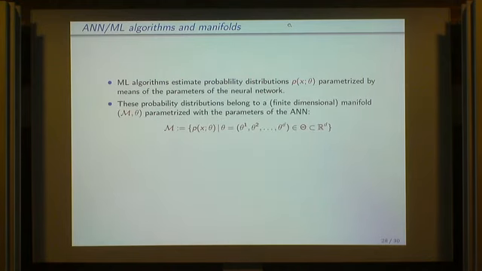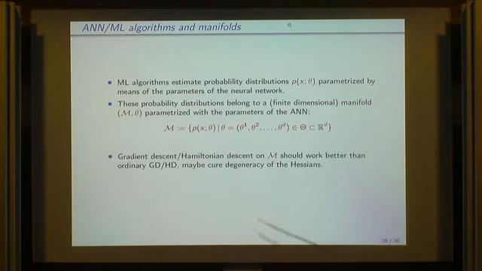Those probability distributions belong to a finite dimensional manifold, which is parameterized with those parameters. And gradient descent or Hamiltonian descent on this manifold would work better than ordinary gradient descent or Hamiltonian descent if we knew what kind of metric to use and what kind of manifold we are on. Okay? So this is a bit similar to what Ben was saying.